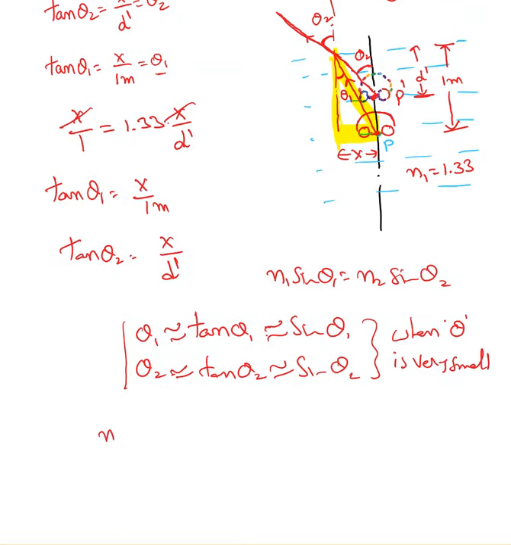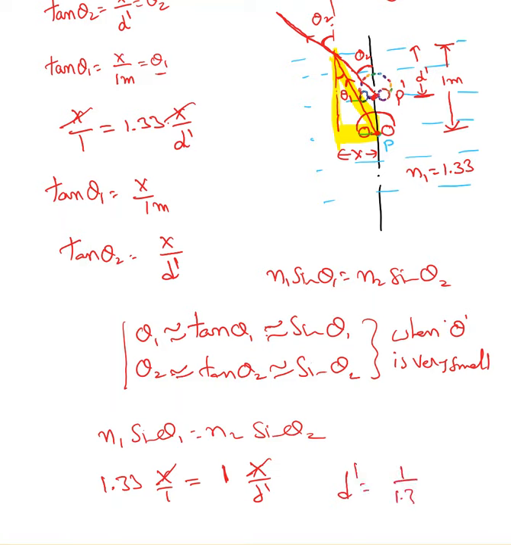So if you use Snell's law, n1 sine theta 1 equal to n2 sine theta 2, instead of sine I'm going to use tan theta. So n1 is 1.33 times x over 1 meter equal to n2, which is air, times x over d prime. The x cancels out, so d prime equals 1 over 1.33, which is 0.75 meter. So the goggles are going to appear 0.75 meter deep instead of 1 meter deep. That image we call a virtual image.